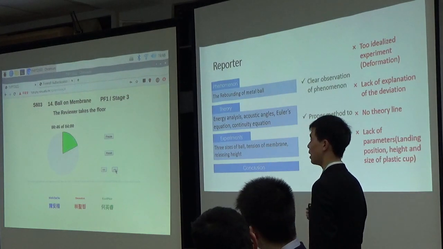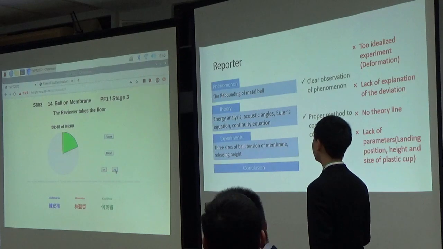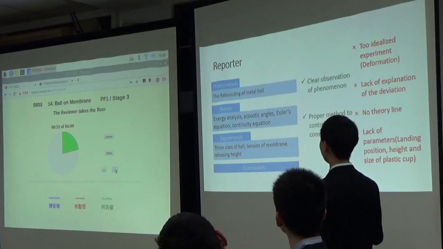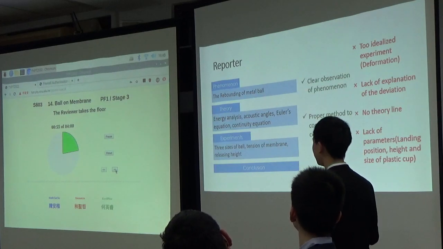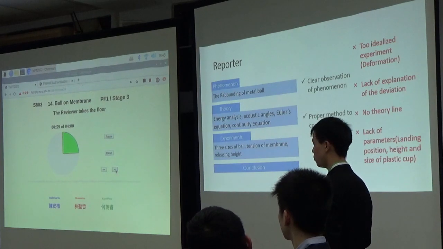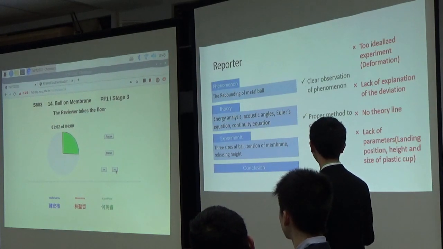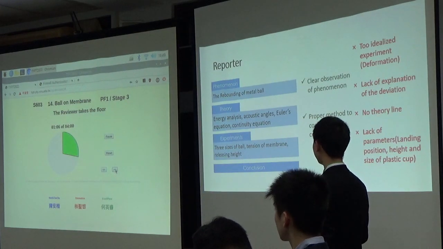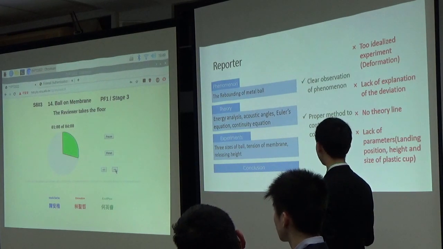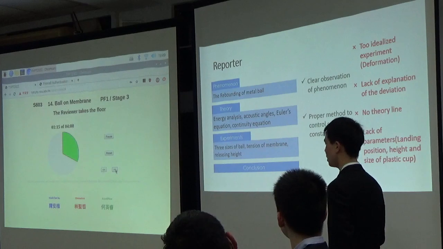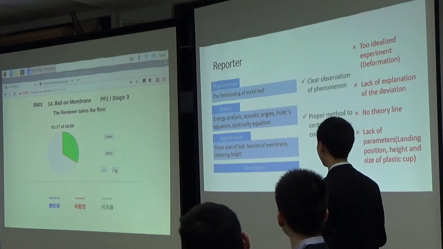These are the pros and cons that I think the reporter had. First of all, he has a clear observation of the phenomenon. However, in his theory part, there's a too idealized treatment of the deformation, which he did not explain regarding the deviation. And he did not have a theory line for his data. In his experiment part, he has a proper method to control the spring constant. However, the reviewer believes that the landing position, height, and size of the plastic cup should also be important parameters to be considered.